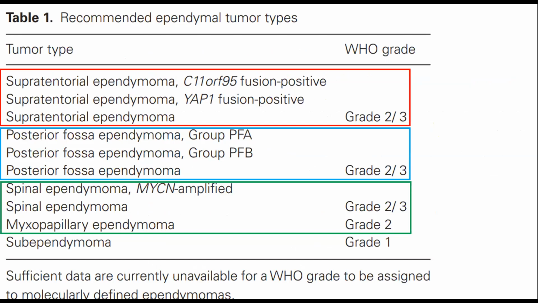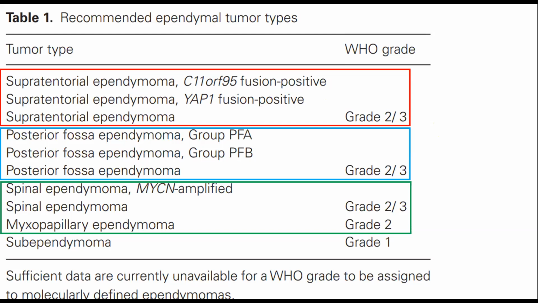Then by molecular signature. The 2 identified supratentorial critical molecular signatures are C11 ORF 95 and YAP1 fusion positive. That's open reading frames. We don't really know specifically what it does, though we have some clues of the function now. YAP1 fusion positive. That was REL A for the C11 ORF 95, but C11 ORF is the more frequently occurring fusion partner. So this is the new name. REL A is the old name, new knowledge.